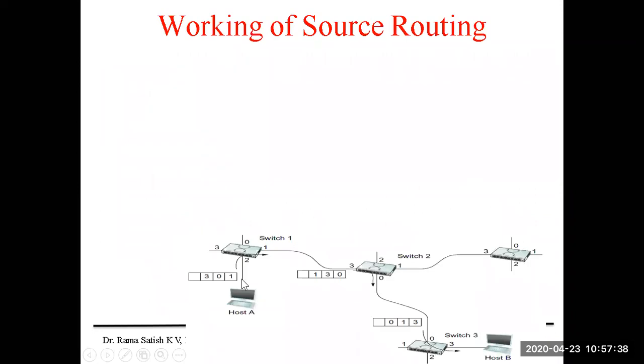And of course you can see, one is the host number, one is the port number in which switch 1 has to transmit. Once it is done, it will rotate. Next is 0. 0 means 0 is the port number in which it has to transmit. Next it rotates, and 3 is the port number it has to rotate. So it will reach the destination, A to B.